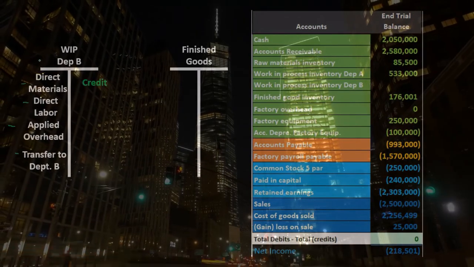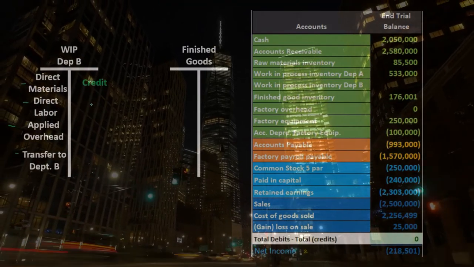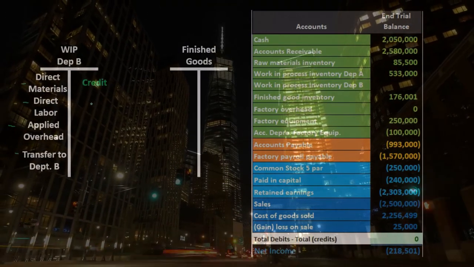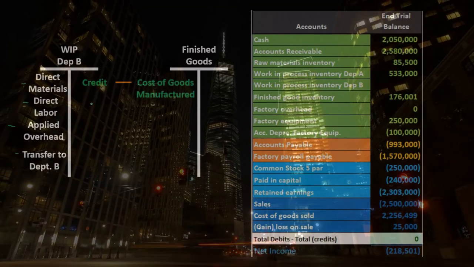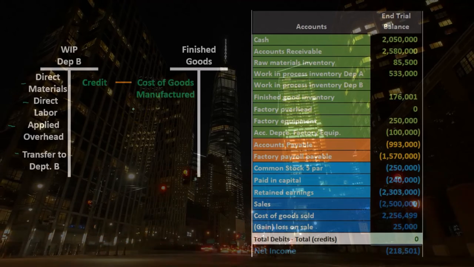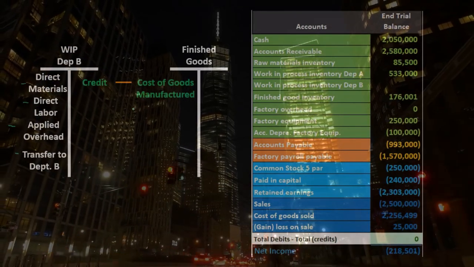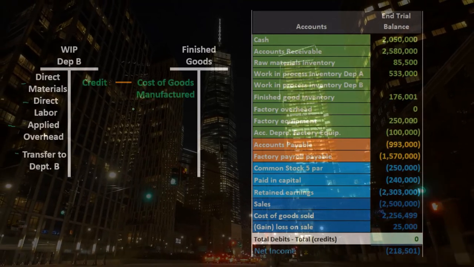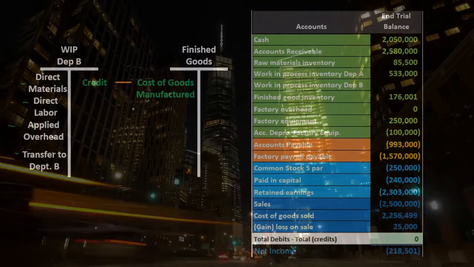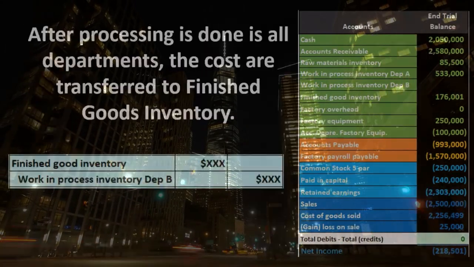Once the wrapping is on the candy in department B, in our example, we're going to credit department B and move it to finished goods. So we're going to credit the work in process, move it to finished goods, and that's going to be the calculation of the cost of goods manufactured. That's what we'll use to know the amount that we need to take out of the work in process for department B in our example and take into the finished goods cost of goods manufactured.